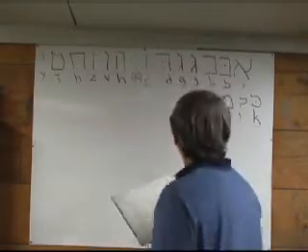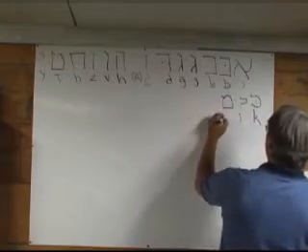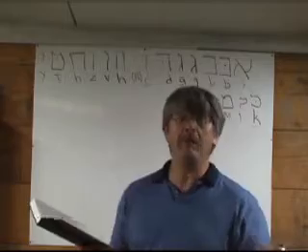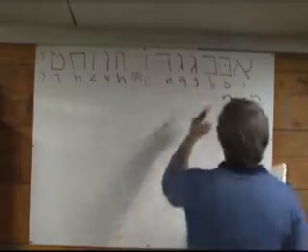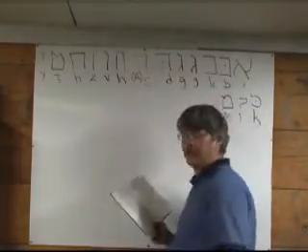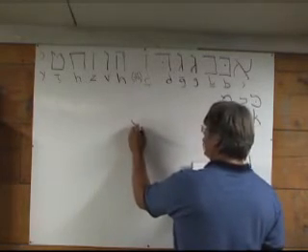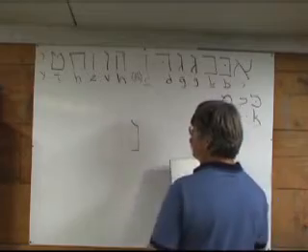Okay, this is mem, which is M. Now, the next one after M is N. You'll notice this order isn't exactly the same as English. Don't let it bother you. Noon has a little doodah there. It comes down and then it goes over.